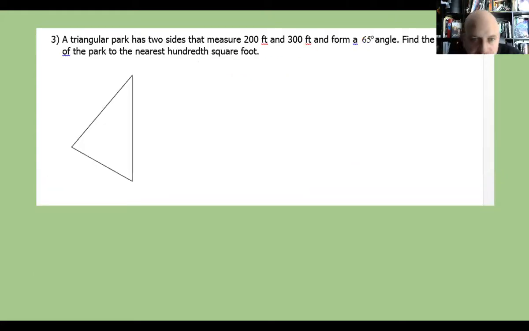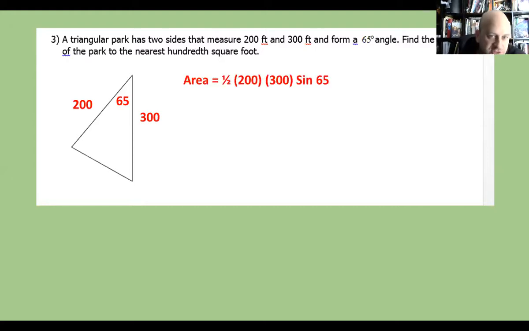All right, here's a word problem now, and this gets a little bit trickier because sometimes matching the words up is kind of difficult. It says a park has two sides that measure 200 and 300 feet. So here are your two sides. Those two sides form a 65-degree angle, so that's why 65 goes here. They want you to find the area of the park to the nearest 100th square foot. We can just keep it to the nearest square foot to keep things easy.